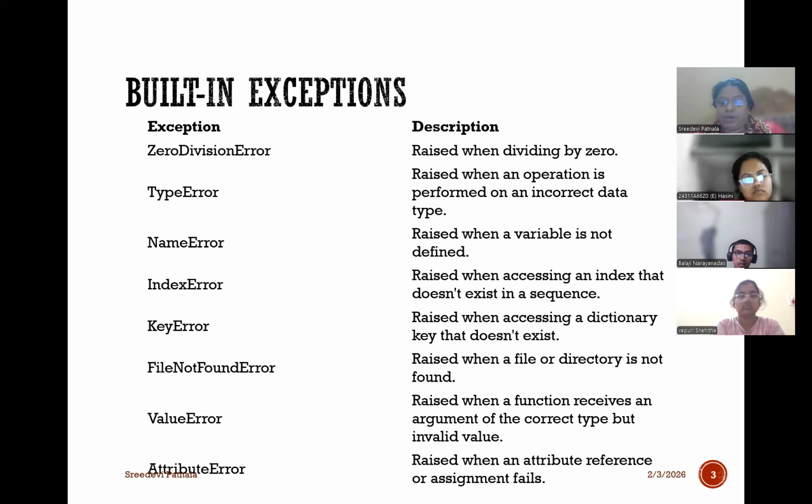Next comes the attribute error, meaning raised when an attribute reference or an assignment fails. Similar to the value error, but here, without creating a parameter, I'm trying to pull the value or push the value without declaring it. At that time it is called attribute error. Did you understand theoretically all these words?